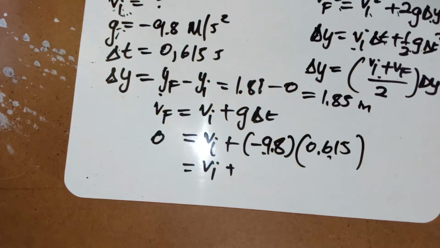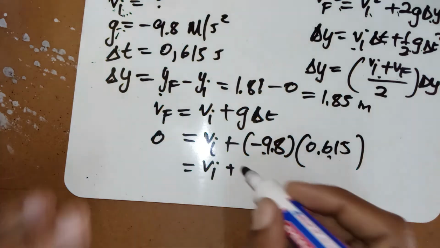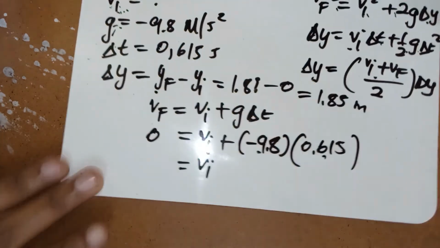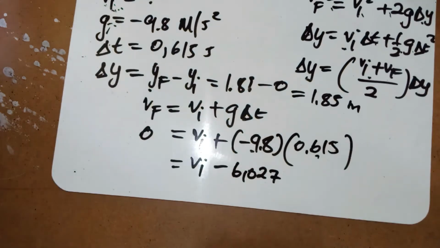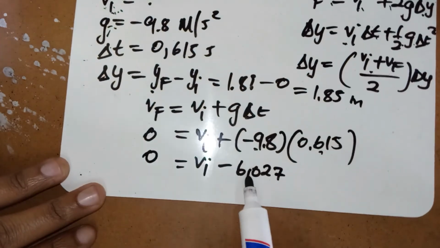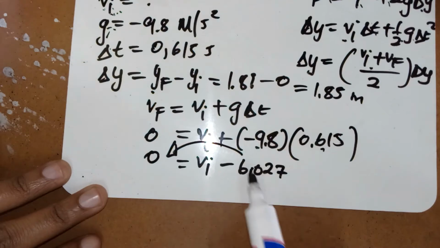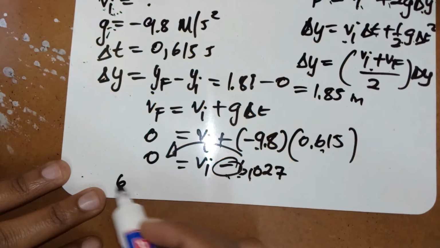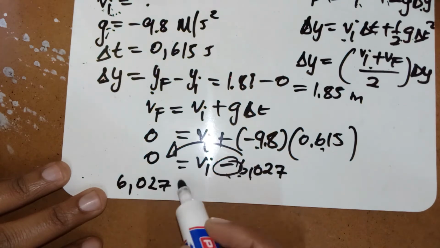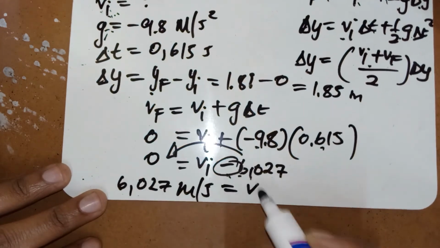615. So that gives us negative 6.027, and this is 0. So if I take this to the other side, you notice that the sign is going to change. So we'll be left with 6.027 meters per second, which is equal to VI.